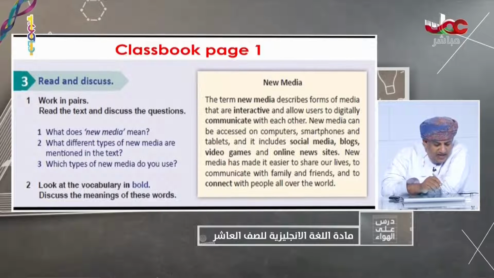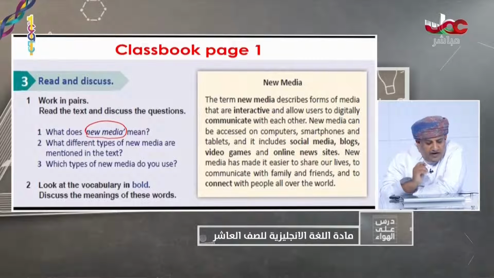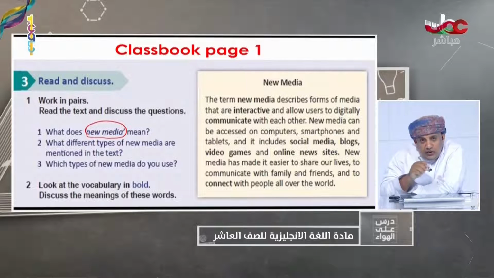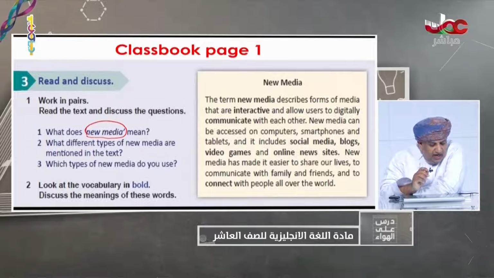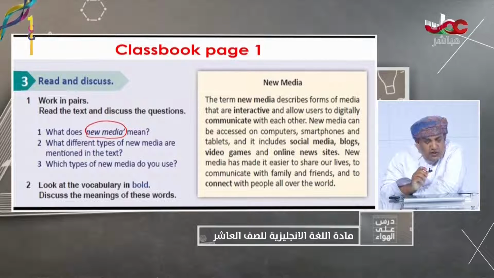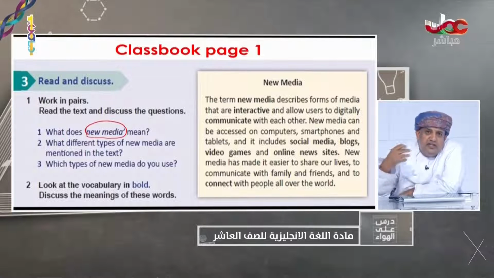Number 1, what does new media mean? So he's asking about the meaning, the definition for new media. Number 2, what different types of new media are mentioned in the text? So we are going to underline the types of new media mentioned in the text. And number 3, which types of new media do you use? So this is a personal question. You should answer it yourself.